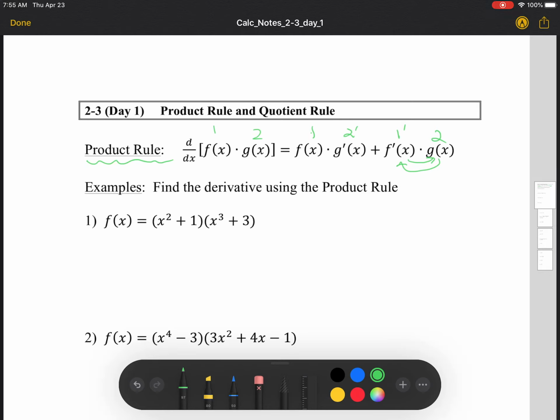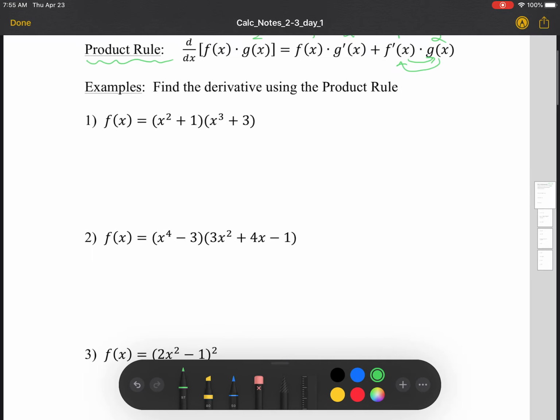We have a little way to help remember this, but you actually got to switch these. It doesn't matter, it's multiplication. But what we write is 1d2 plus 2d1. And that's supposed to say you're doing the first function multiplied by the derivative of the second one, and then the second one multiplied by the derivative of the first one. So that helps you remember. The quotient rule one, to me, is a little easier with the low d type thing, but yeah, so that's the product rule. Okay, so moving on to examples.